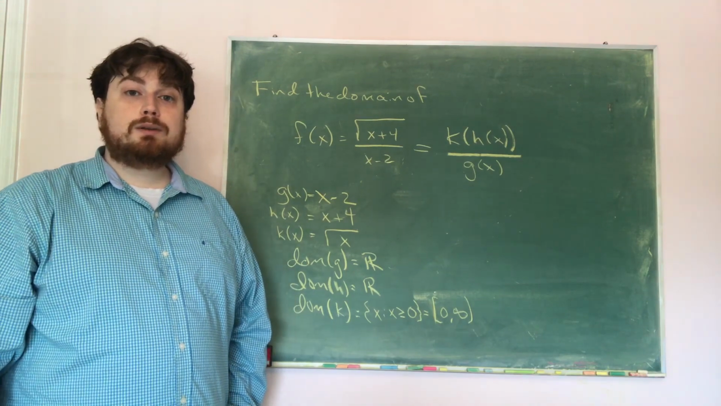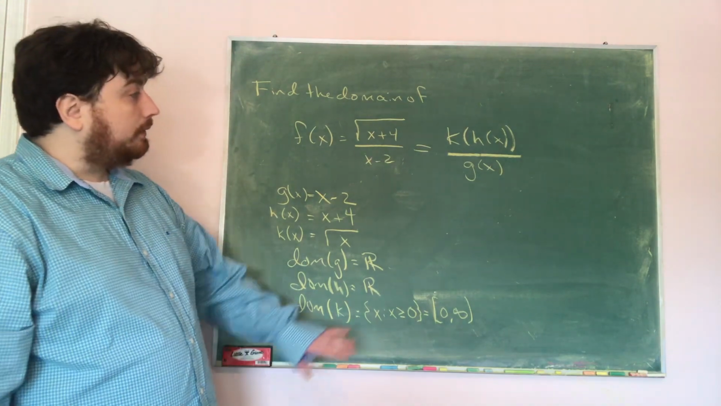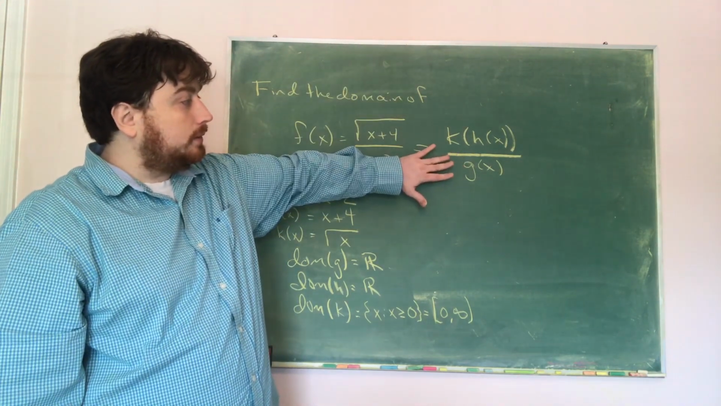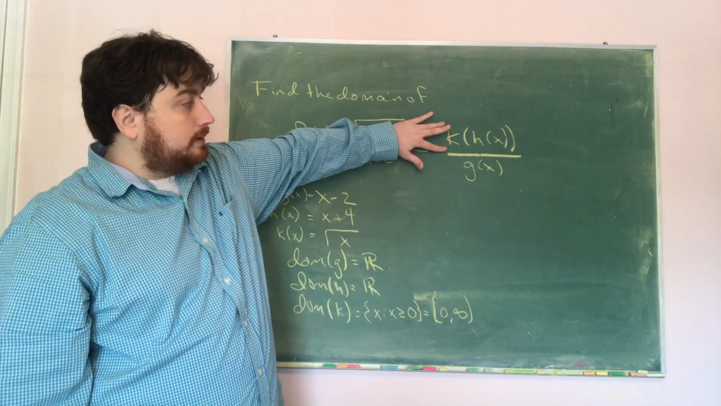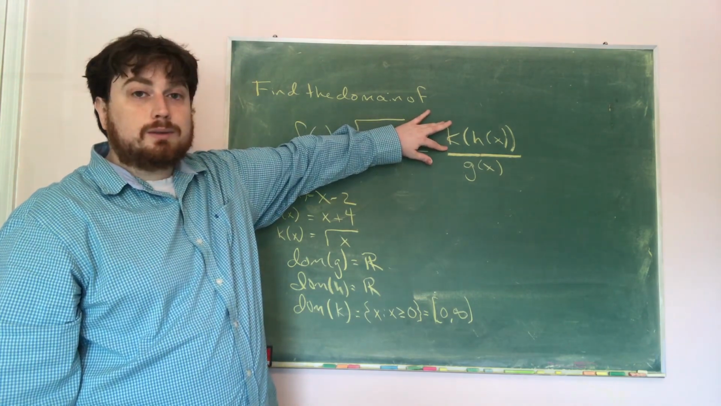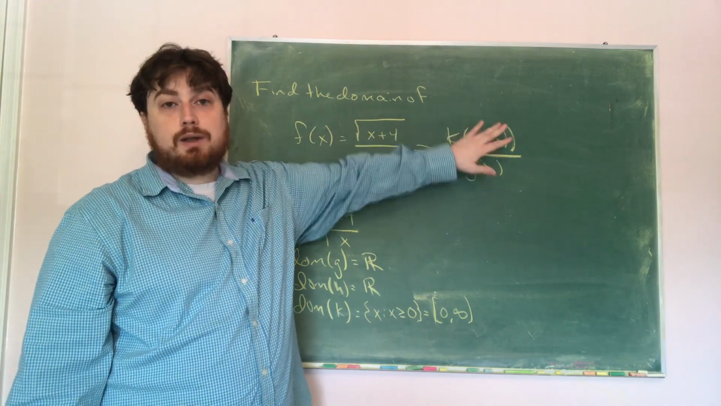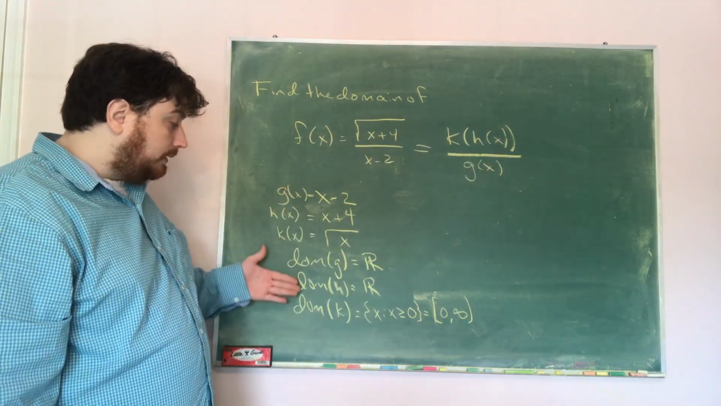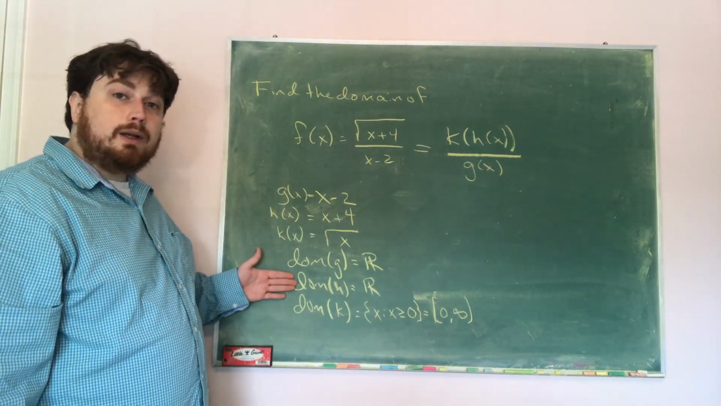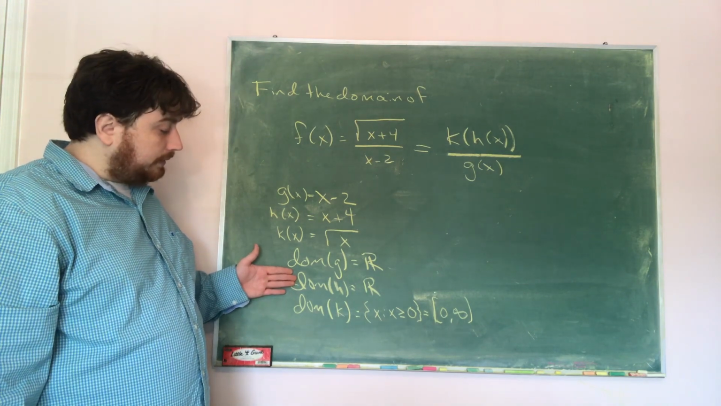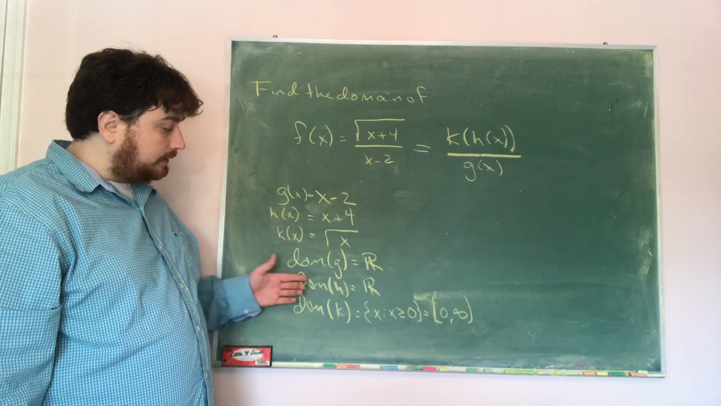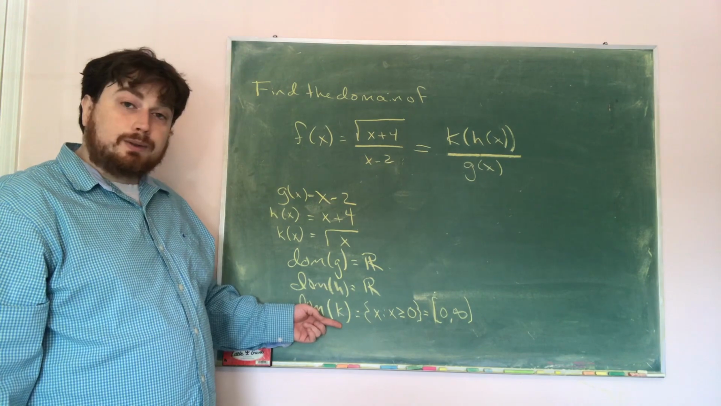Now, as we combine those, we need to remember that in order to have this function work out, I need the top function to work out. So we'll start there, and we'll say, what is the domain of k of h of x? Well, I already found the domain of k, and I defined the domain of h. So now if I want to find the domain of k of h, I have to say, where is h in the domain of k?